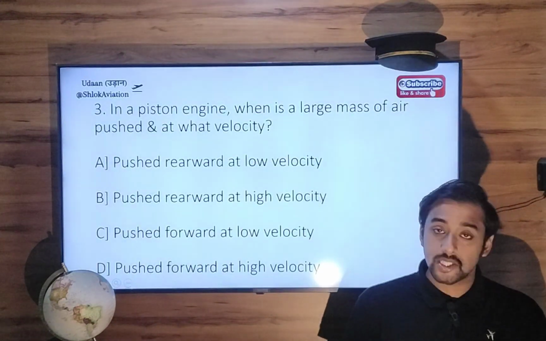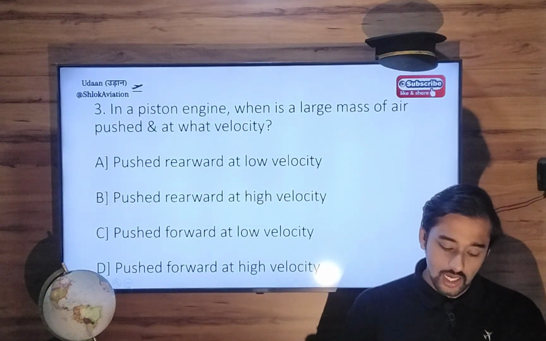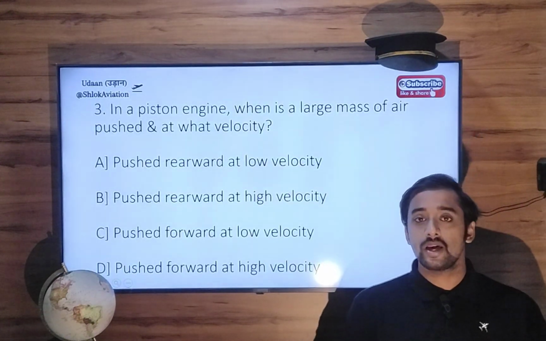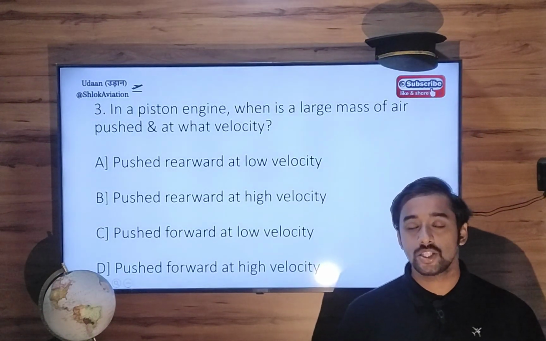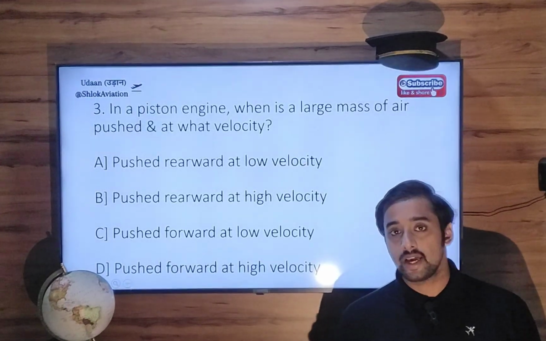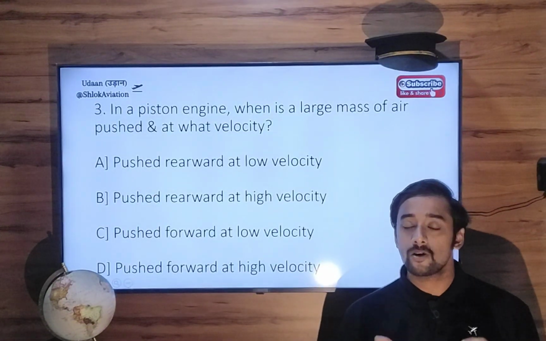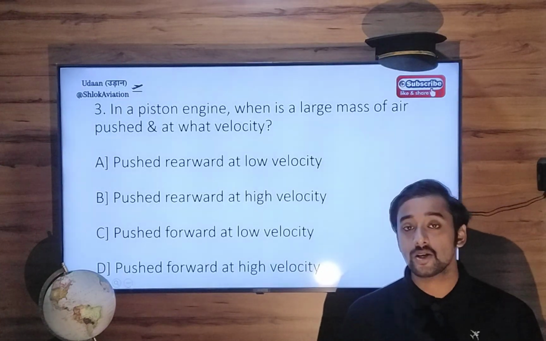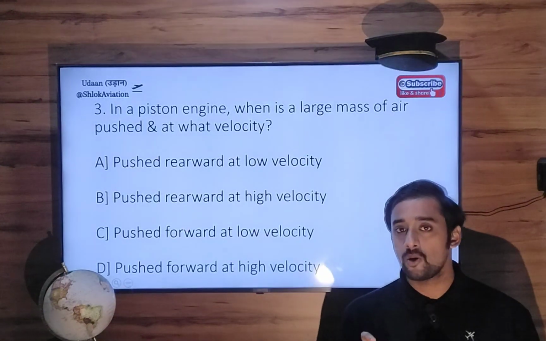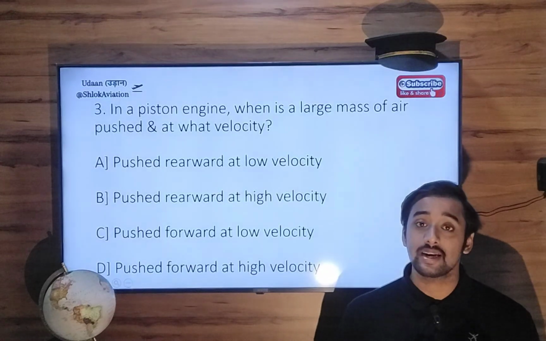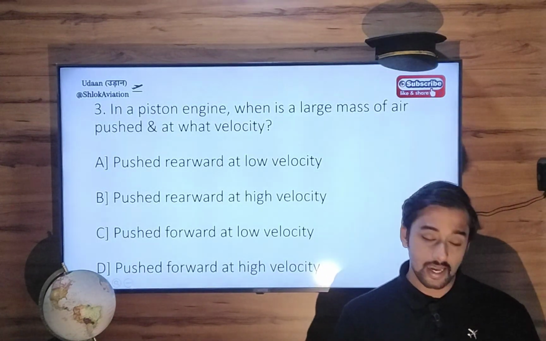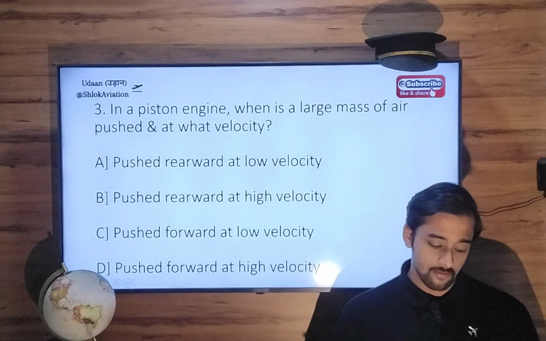Question 3. In a piston engine, when is a large mass of air pushed and at what velocity? There are two types of engine, piston and jet engine. In a piston engine, a large amount of air is pushed backward at small velocity. In a jet engine, a small amount of air is pushed backward at very fast velocity. Remember this point, it can get asked in any exam.